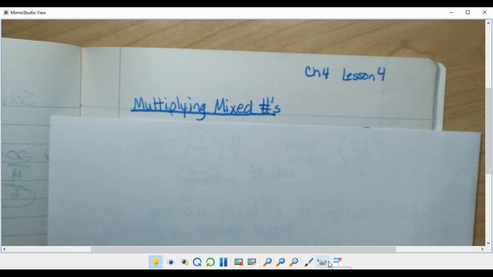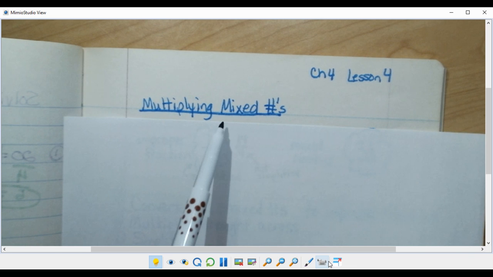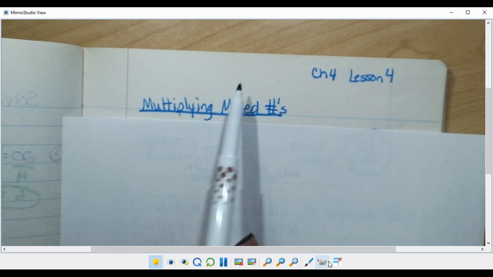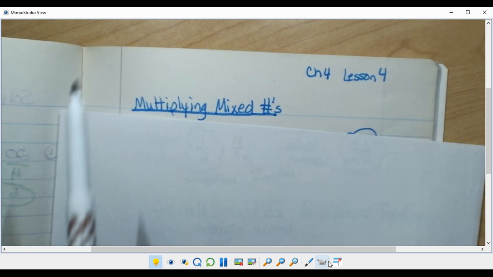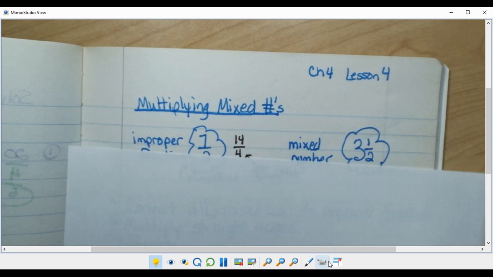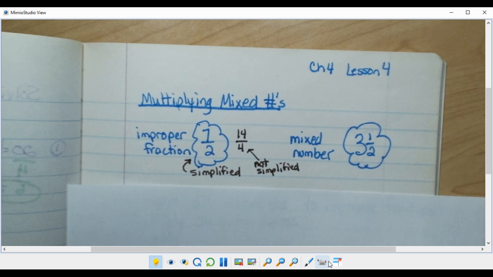We're going to continue studying multiplying fractions today and extend it to multiplying mixed numbers. If you need to know, this is Chapter 4, Lesson 4. All right, so first of all, some vocabulary I want to make sure that you're solid on. We're going to talk a lot about improper fractions and mixed numbers.